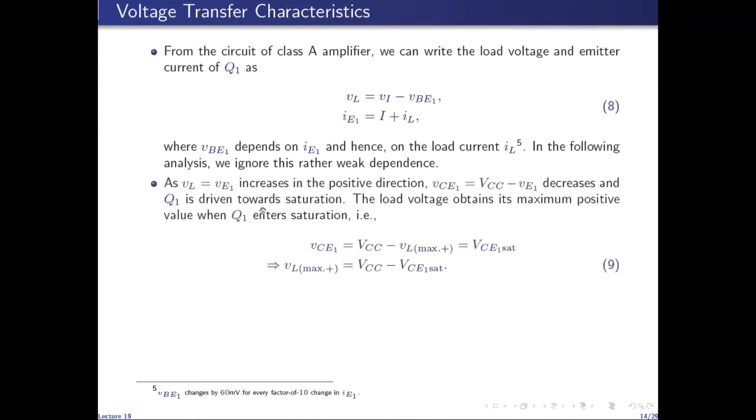As VL increases in the positive direction, VCE1 decreases because the load is connected at the emitter of Q1. As VL, which is equal to VE1, increases, VCE1, which is VCC minus VE1, decreases, because the collector of Q1 is connected to VCC. So the collector to emitter voltage of Q1 is VCC minus VE1. As VE1 increases in the positive direction, VCE1 will decrease and Q1 will be driven towards saturation.